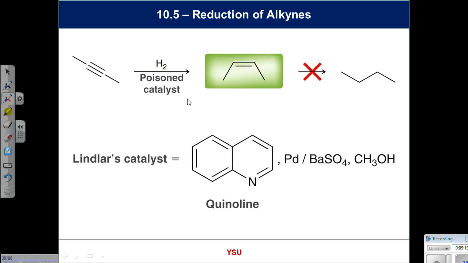Now, this is called Lindlar's catalyst. There's no mechanism involved here. There's really only one big mechanism left in this chapter. Everything else is pretty much additions and SN2s. Lindlar's catalyst is a mixture of quinoline, palladium, barium sulfate in a polar protic solvent like methanol. The mechanism for this is graduate school stuff. If you want to learn that, go to graduate school. But right now, it's a very useful method for stopping at the alkene.